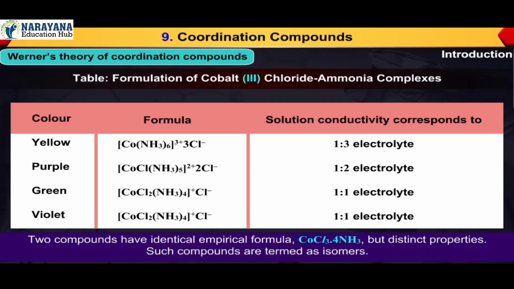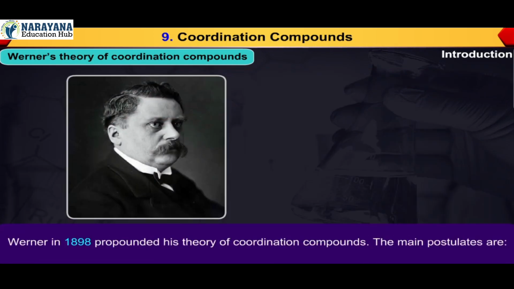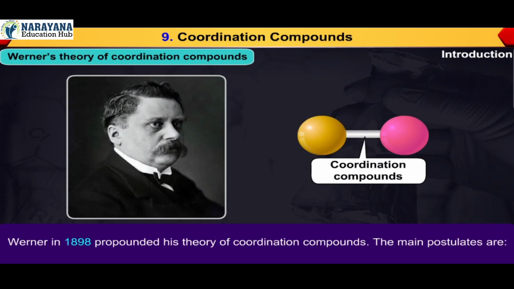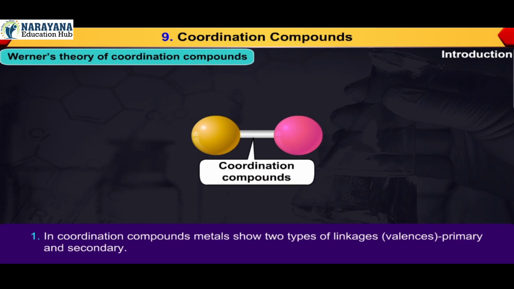Two compounds have identical empirical formula CoCl3 with 4NH3 but distinct properties. Such compounds are termed isomers. Werner in 1898 propounded his theory of coordination compounds. The main postulates are: 1. In coordination compounds, metals show two types of linkages, that is, valences, primary and secondary.